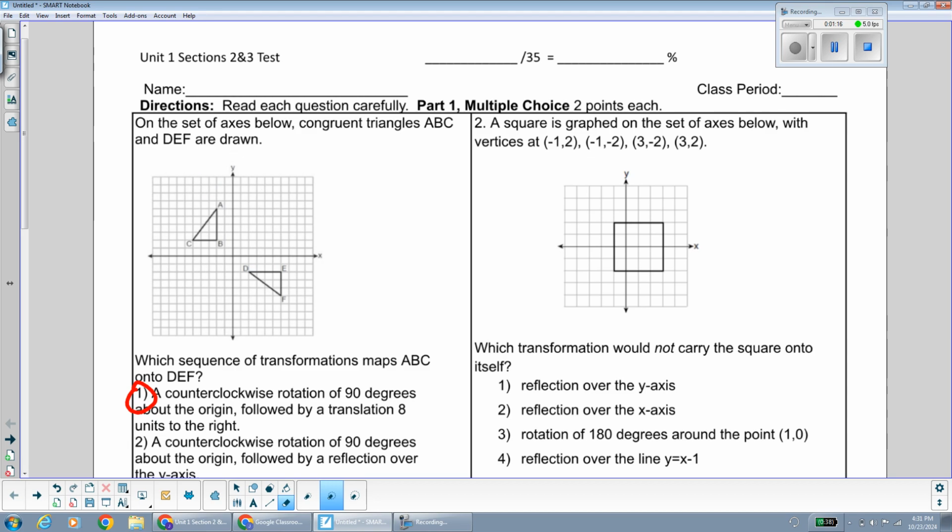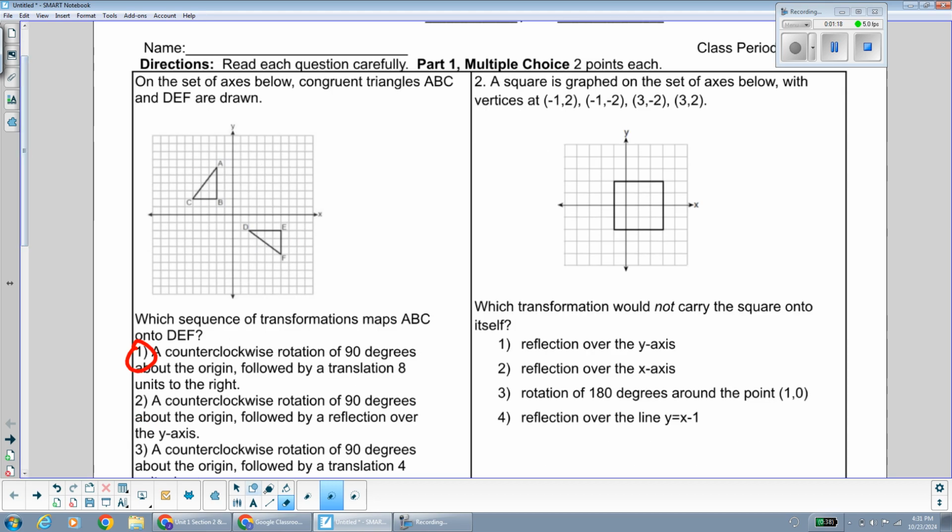In answer choice 2, a counterclockwise rotation of 90 degrees. So that's what we had before, followed by a reflection. So if we flip it over, it's no longer going to be facing the right way. It's facing the right way after the 90-degree rotation. If we flip it over, it's not going to be facing the right way. So that's why answer choice 2 is incorrect.